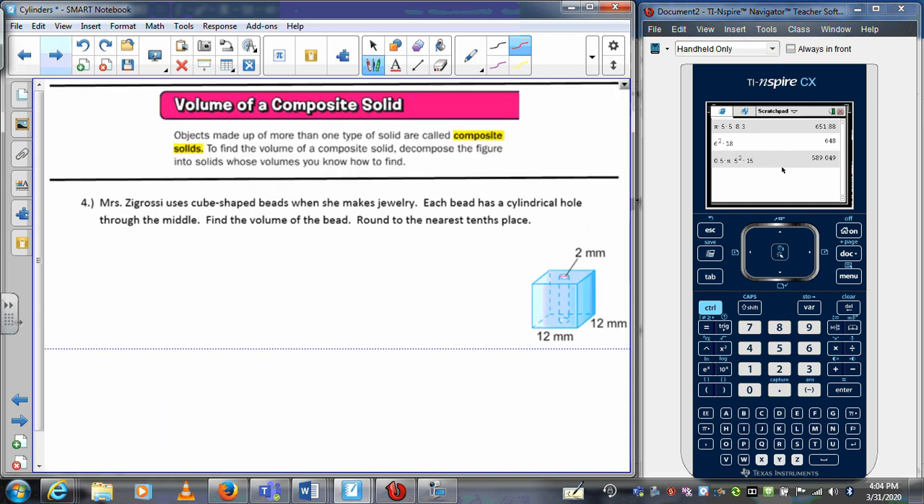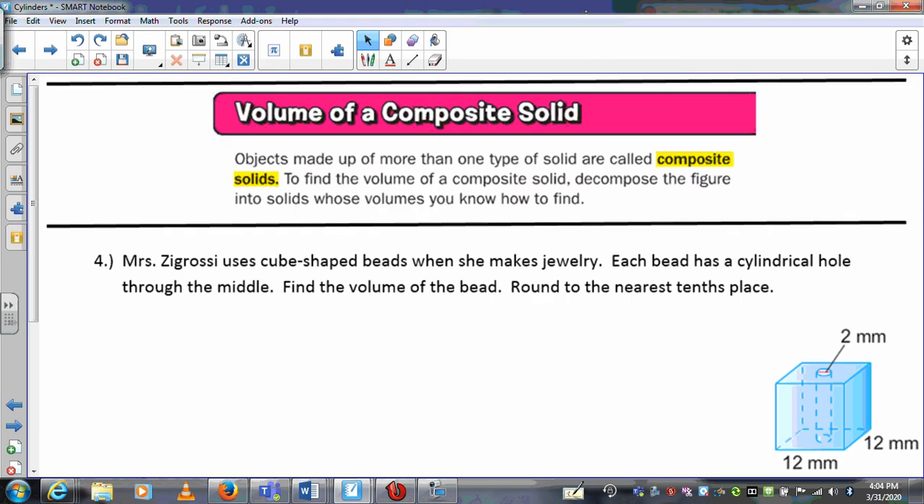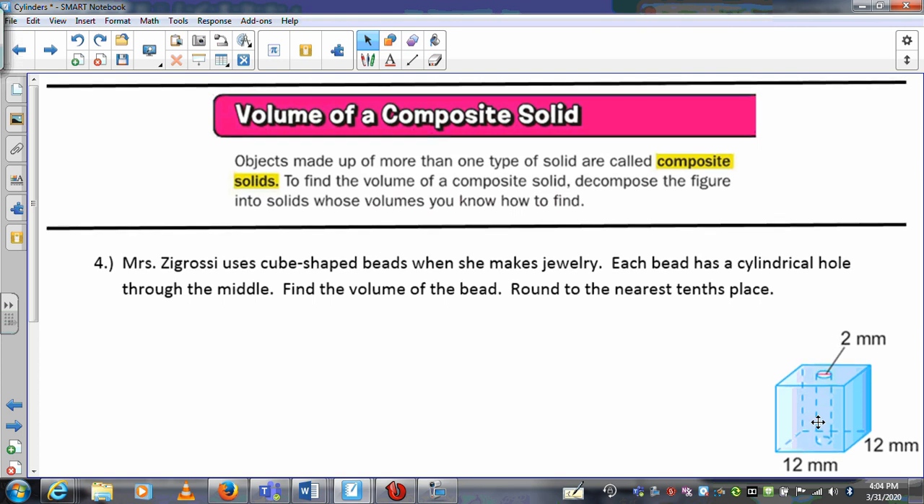Okay, let's try another one. Now we're going to do a composite shape, and we are going to round to the nearest tenths place. In this one, we have a cube-shaped bead that I use to make jewelry. The bead actually has a hole in the middle that goes all the way through. You can see that right here. So I want to find the volume of the bead.